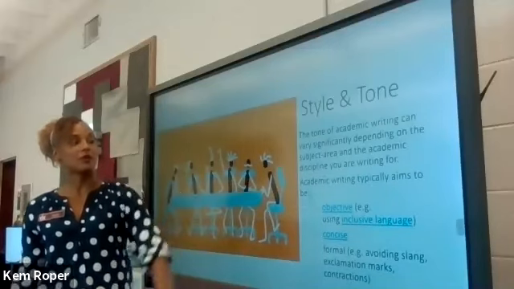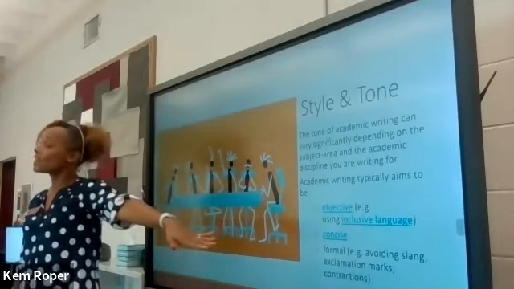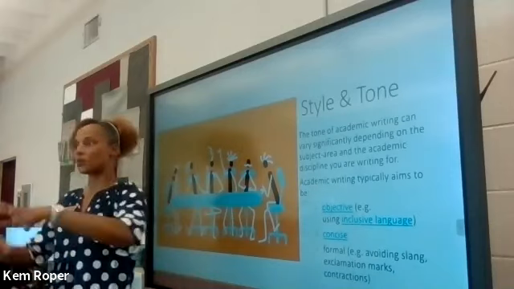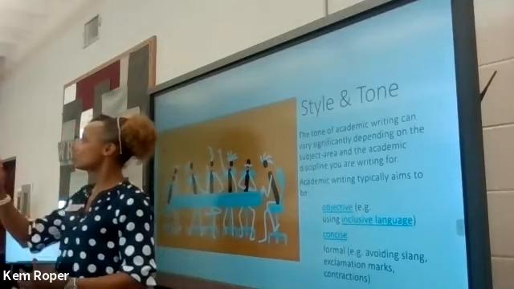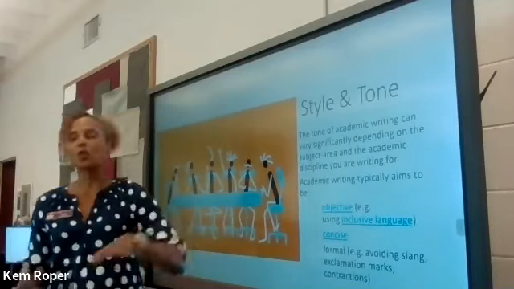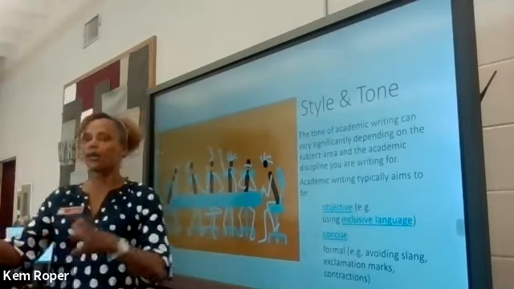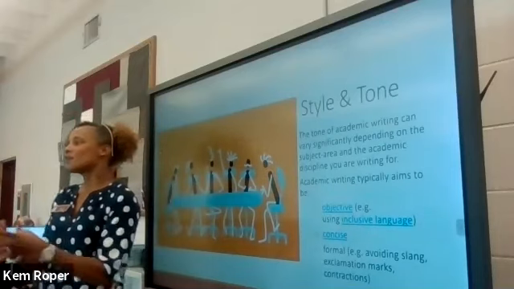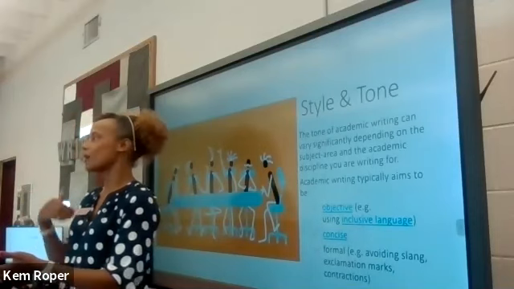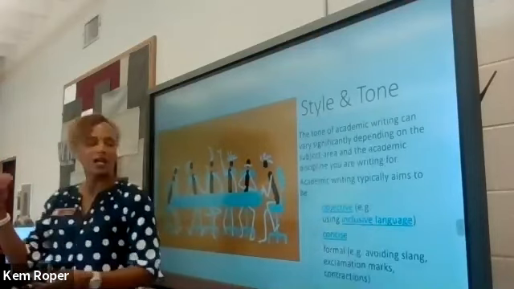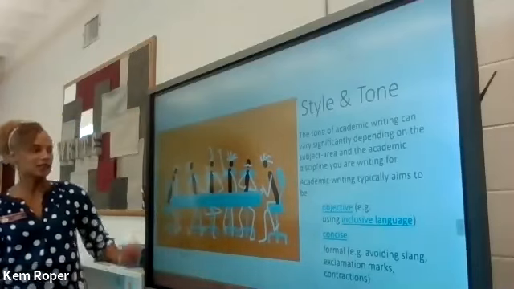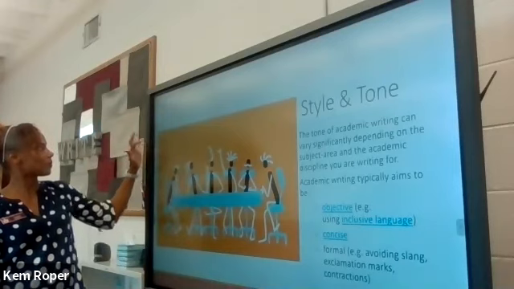Typically, academic writing aims to be objective. Inclusive language is important. We want to make sure that we're not using sexist language. We talk about his and her, not just his, and that sort of thing. You want to be concise, to the point. Sometimes we think in academics, we assume that more is better, but not necessarily. It's about being to the point and as clear and specific as possible. And of course, the level of formality is higher when we talk about academic forms.